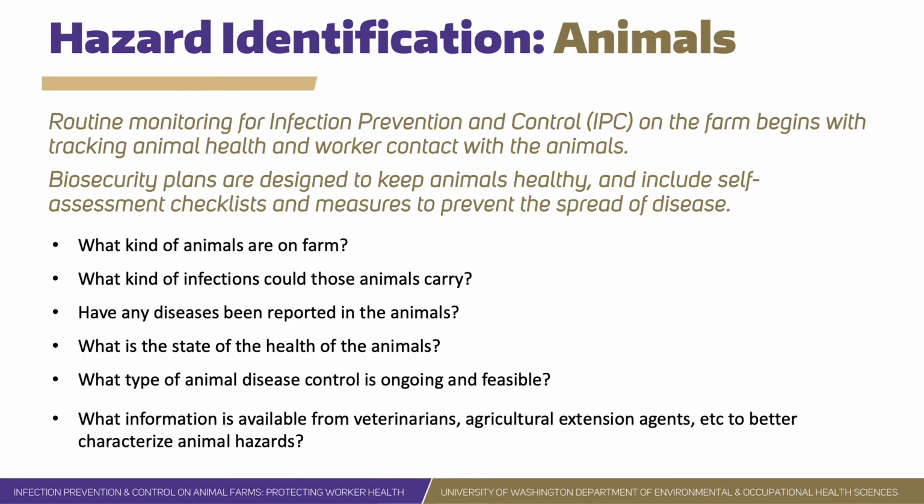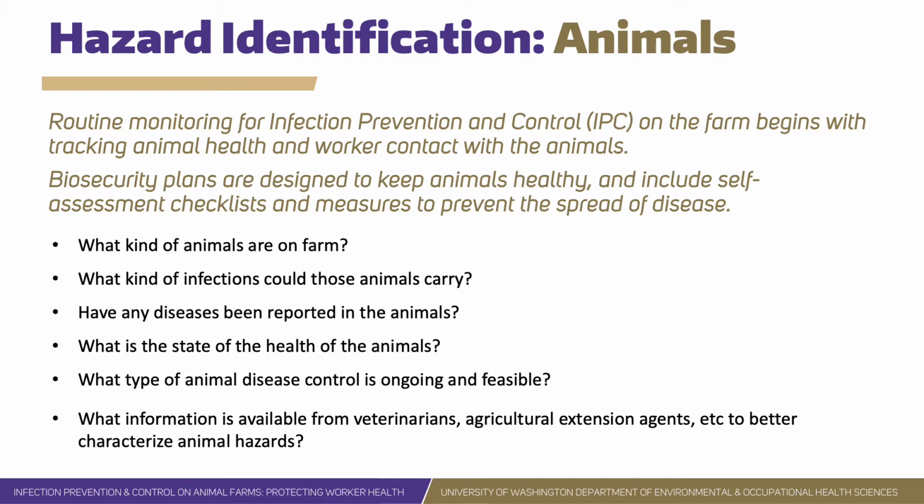Animals and their saliva, blood, urine, waste, birthing tissue, and other body fluids are important sources of infection, and it is important to track animal health and worker contact with these animals. Already, farms are implementing biosecurity plans to keep animals healthy, but if animals do become sick with a zoonotic disease, there is a hazard not only to the other animals, but to the workers. There are a number of resources, checklists, and other guidance about keeping animals free of disease, and this will be the primary means of preventing disease transmission from animals to workers on a farm.